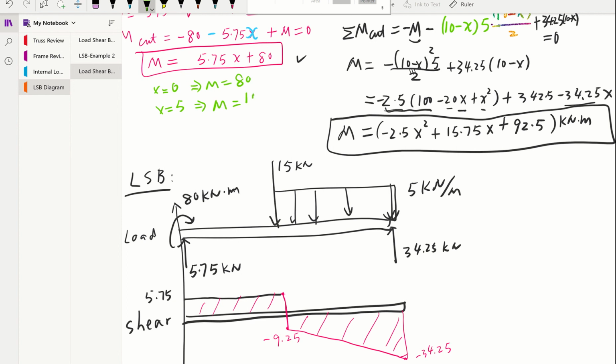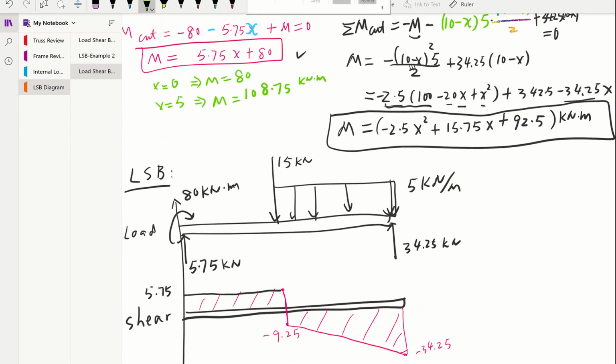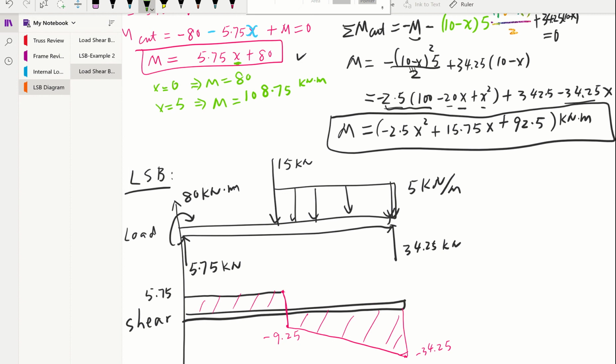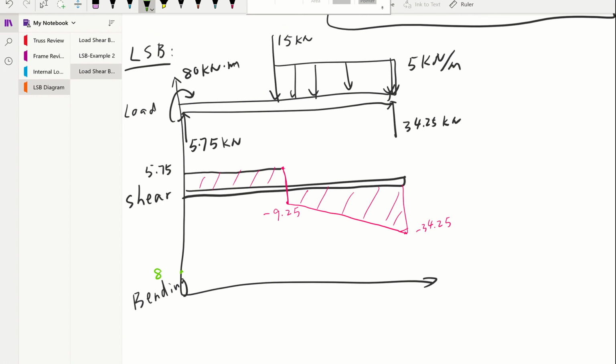That gives us 108.75 kilonewton meter. Okay, so knowing those beginning and ending points, and we know it's linear because it's a parallel one, so starting from 80 and ending at x equal to 5 meter, this point of bending is 108.75 kilonewton meter. It's a linear line.